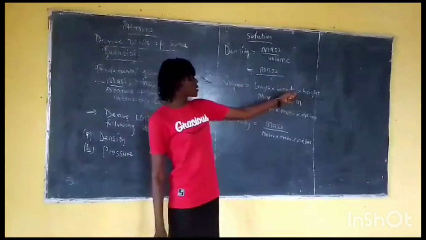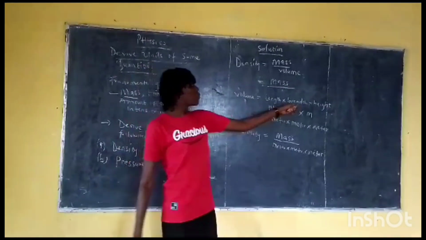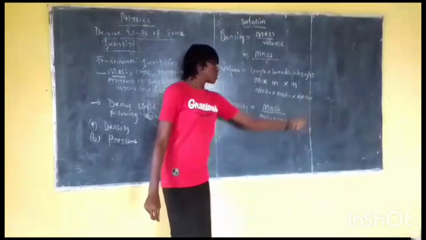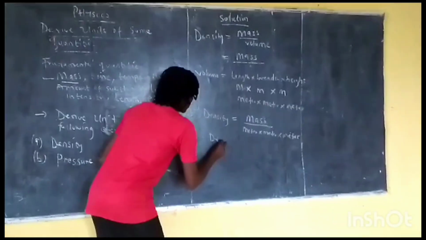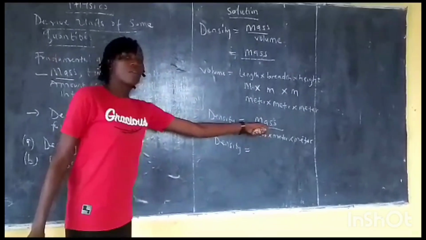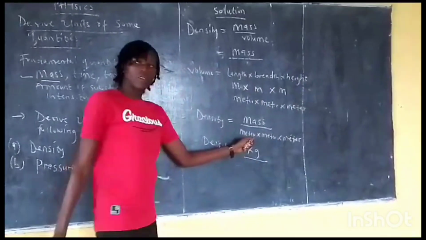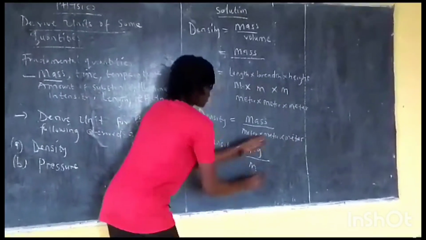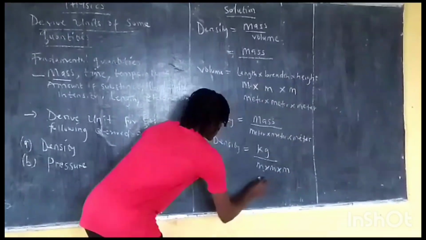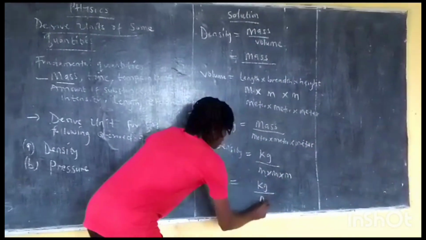So now what's the formula for volume? It's length times breadth times height. And we know that the unit of length is meters, breadth meters, height meters. So we have meter times meter times meter. So density is equal to, what's the unit of mass? Kilograms. And the unit of meter is m. How many m do we have? m times m times m gives us kg over meter cube.